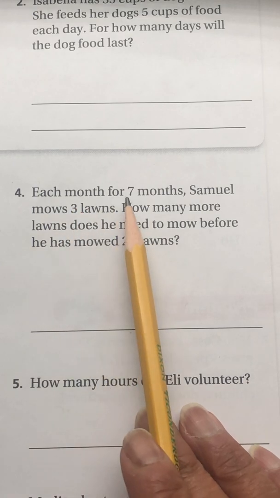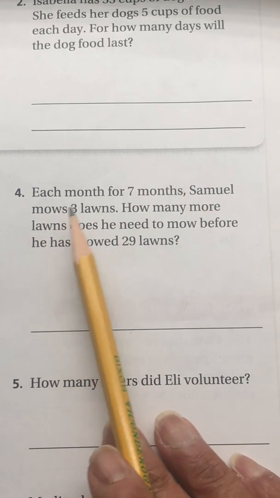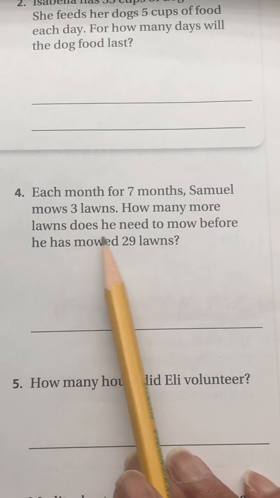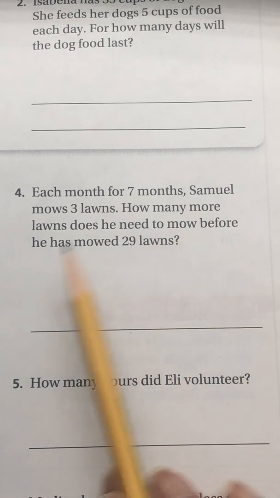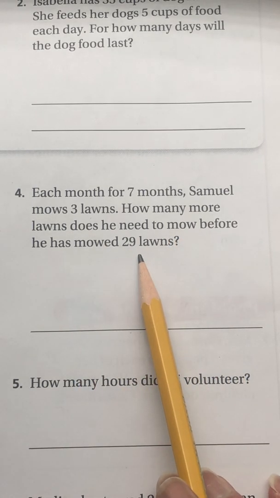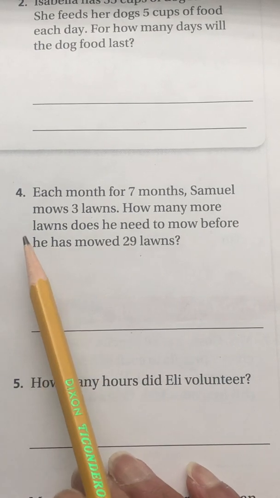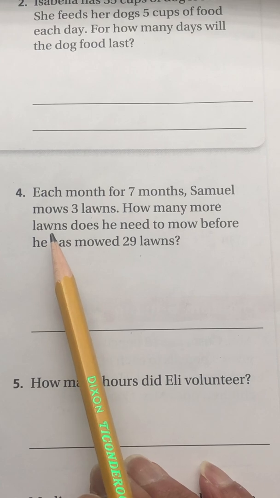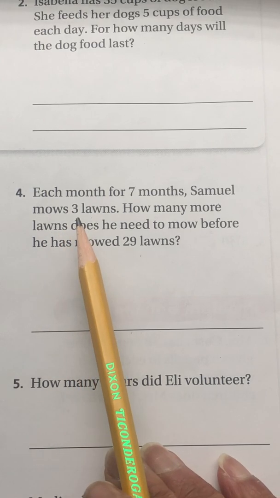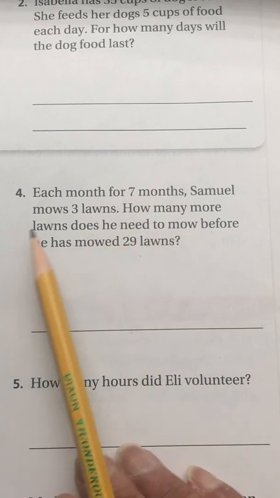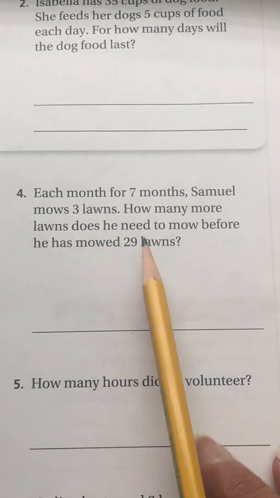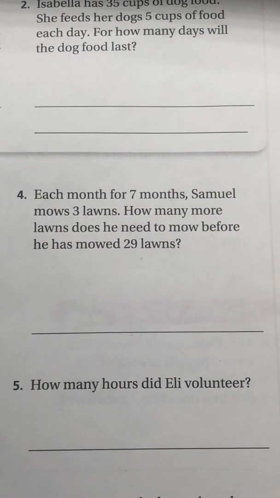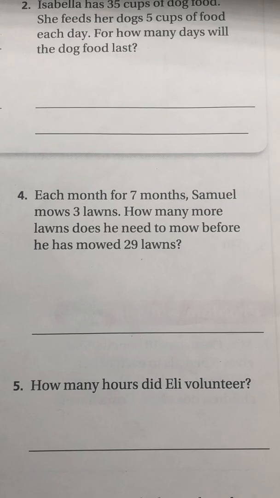It says each month for 7 months, Samuel mows 3 lawns. How many more lawns does he need to mow before he has mowed 29 lawns? All right, so again, for 7 months, Samuel has been mowing lawns, and Samuel mows 3 lawns, okay? So then it says how many more lawns does he need to mow? Boys and girls, this is a 2-step problem. You have to do 2 operations in order to find the final answer.